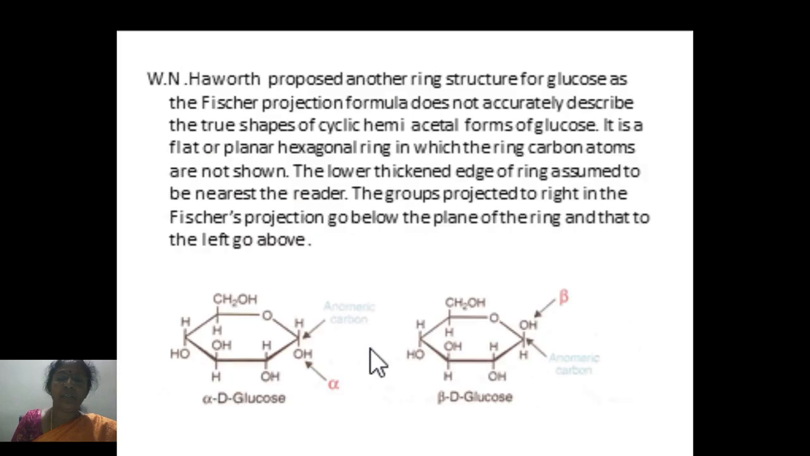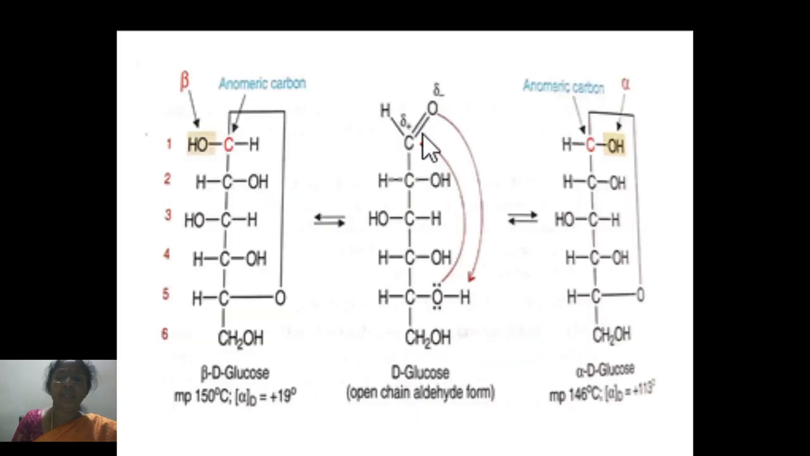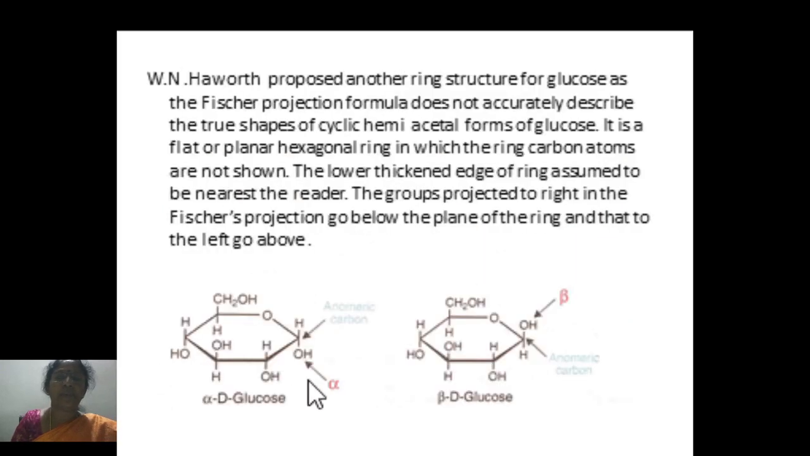Here is the formation of cyclic hemiacetal between C1 and C5 to form two isomeric cyclic hemiacetals. Here one can see C1 will form a ring with C5 through the oxygen atom. This is the alpha isomer and this is the beta isomer.